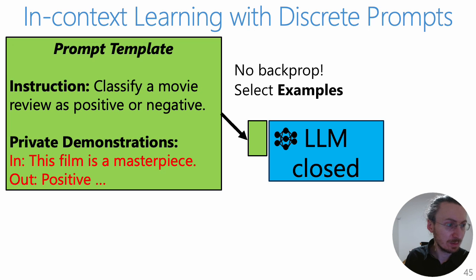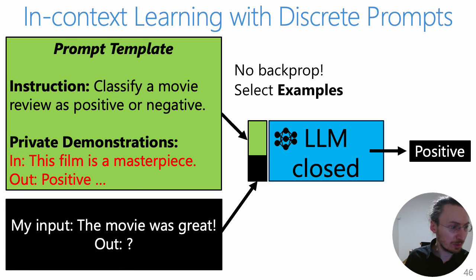We just select the best demonstrations. We also can tune the instruction to prepare the best prompt for this LLM. Once a new query comes, we want to classify this new input, for example, "the movie was great". We want to classify what is the sentiment of this movie review. We append this new movie review to this whole prompt template, also called meta prompt, and this whole input is passed through the LLM. And the LLM, having this additional information, can infer that this movie review actually is also positive.